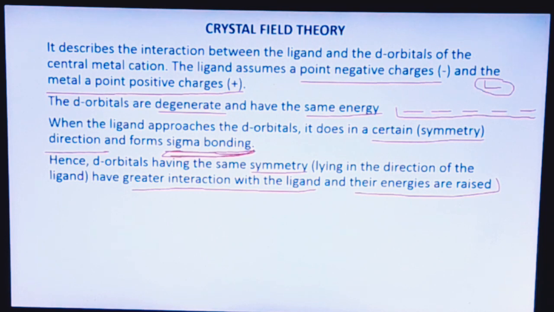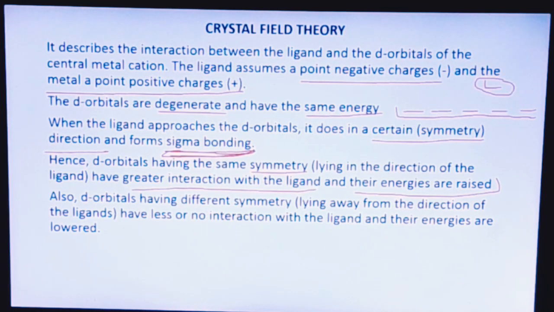Just like if two people collide, there is heat generated between them when they collide. In the same way, if the ligand approaches the metal, the d orbitals of the metal having the same geometry as the ligand have greater interaction with the ligand and they have higher energy. Then the d orbitals which have a different symmetry or geometry from the ligand have less interaction with the ligand. Because they have less interaction, their energies are lowered.